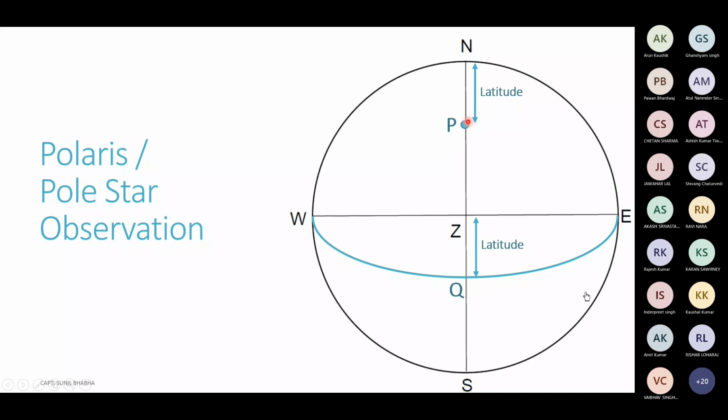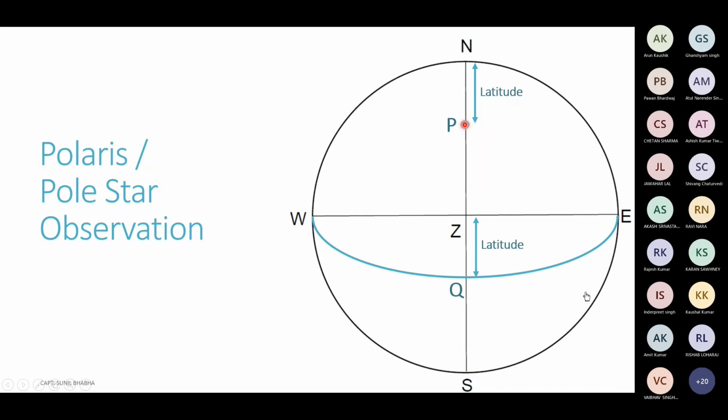So with this star being so close to the pole, if we take the altitude of this particular star, then it can very nearly give us our latitude. So this is the concept behind the Polaris or pole star observation. The pole star being a special star very close to the north celestial pole, if we take its altitude, it gives us very nearly the latitude of the observer.